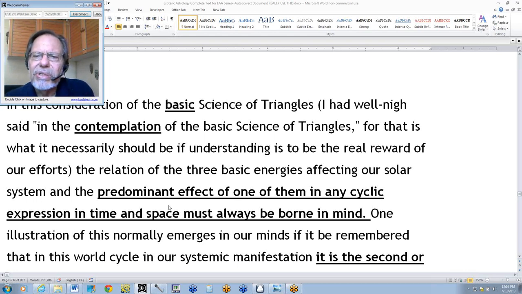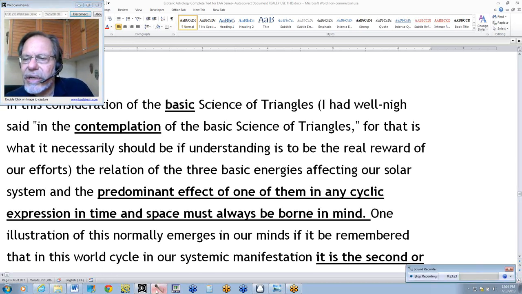The relation of the three basic energies affecting our solar system and the predominant effect of one of them in any cyclic expression in time and space must always be borne in mind. And I think as I go on here, this being simply the introduction to this little section, we will be dealing with triangles in revolution, and any one of the points of the triangle can be predominant in a particular cyclic phase. When the cyclic phase refers to the third aspect, it's usually the least potent of the 3 points of the triangle, which is predominant. When the cyclic phase has to do with the unfolding of consciousness, it will be the corresponding point in the triangle representing the second aspect, which will be predominant. And finally, when the will unfolds, the predominating point in the triangle will be that one which is associated with the will aspect.